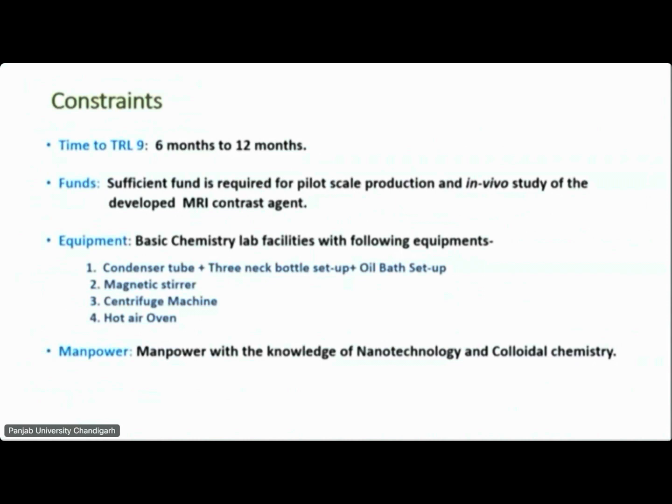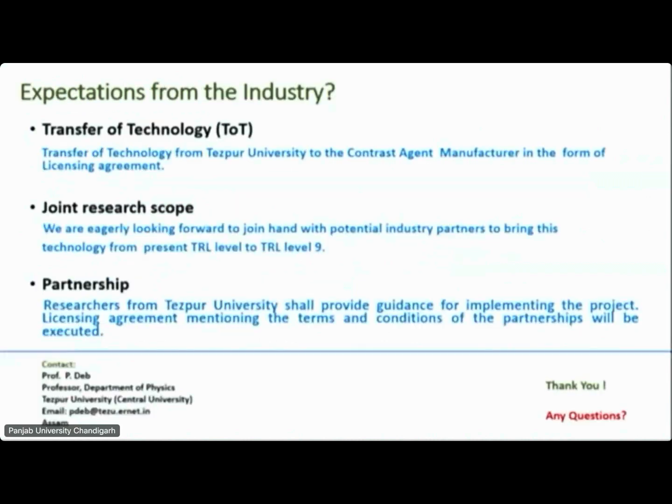And these are some equipment we normally use in our laboratory. If anyone is interested in developing this material, this minimum infrastructure is required. Thank you.